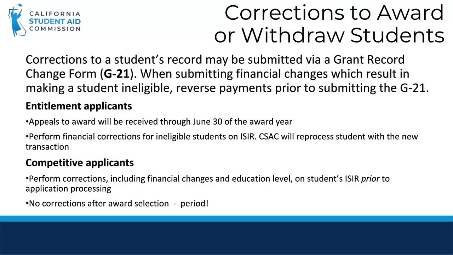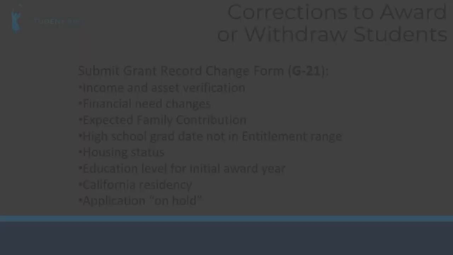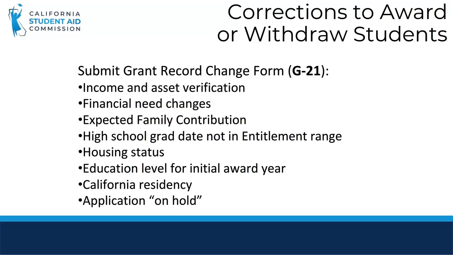For competitive applicants, you will perform corrections, including financial changes and education level, on the student's ICER prior to application processing. No corrections can be made after award selection. If you need to correct a student's award status, please submit a G21 form.